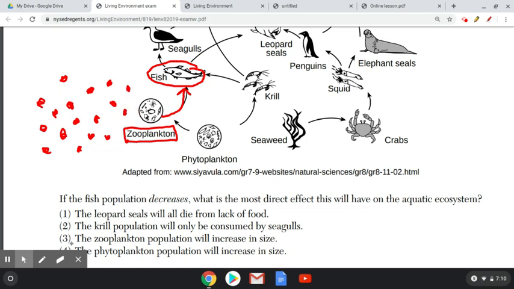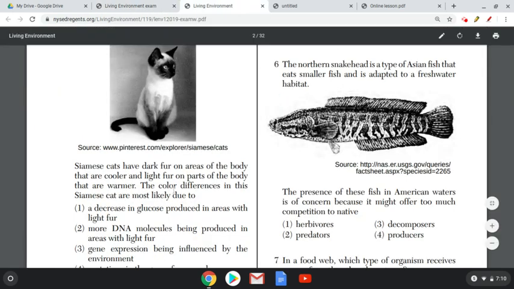So let's take a look at our choices. It says the leopard seals will all die from lack of food. The krill population will only be consumed by seagulls. The zooplankton population will increase in size. The phytoplankton population will increase in size. So it says here the direct effect. So the most direct effect would be on the zooplankton, and that would be choice 3. The zooplankton population will increase in size since there are less fish eating them. Okay, so let's take a look at another question.